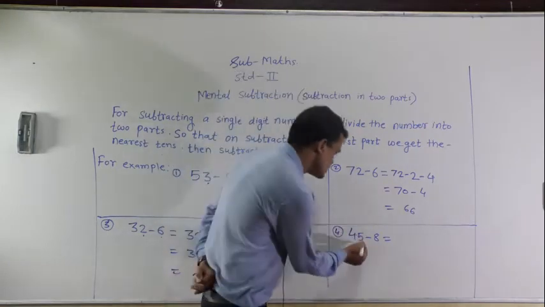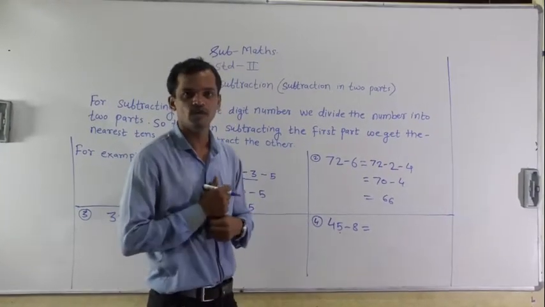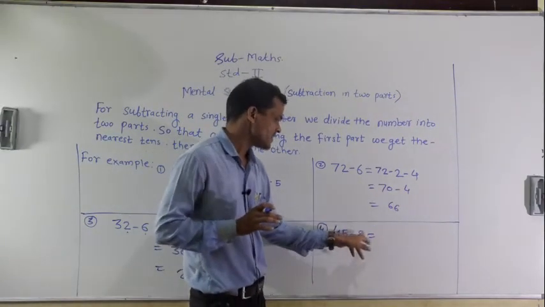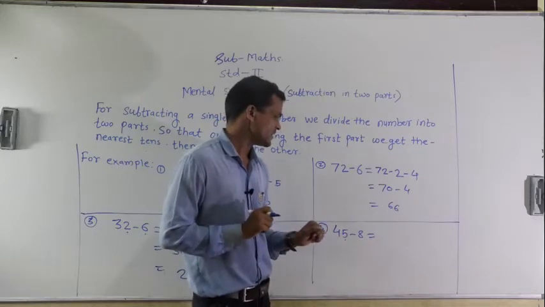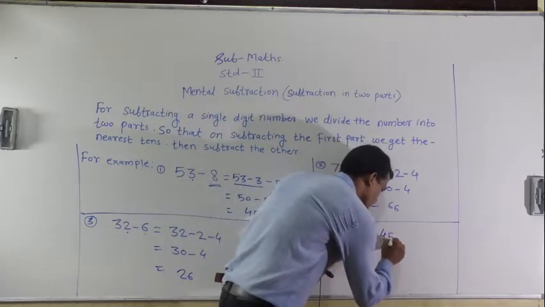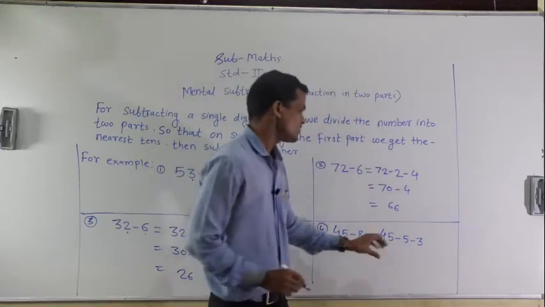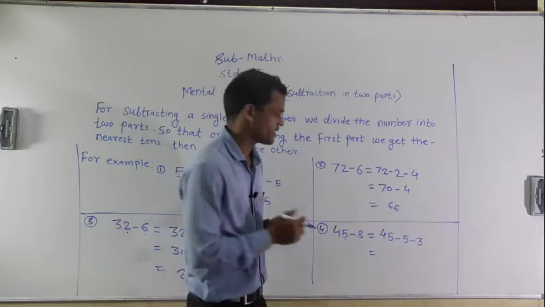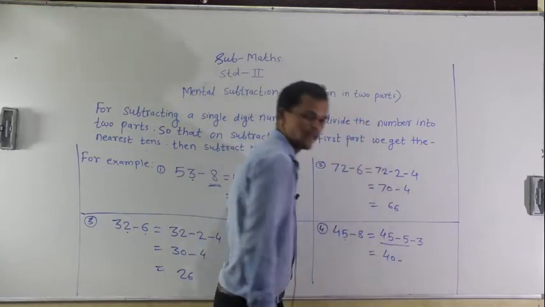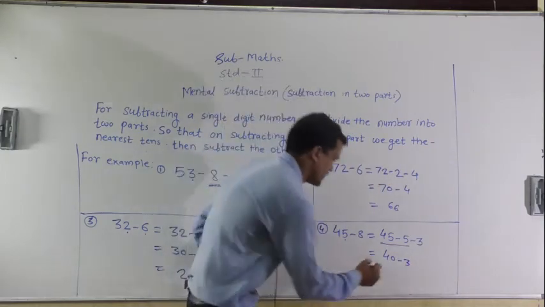45 minus 8, okay? So just see the one place digit, that is 5. If we subtract 5 from 45, we will get the whole tens, that is 40. So divide this 8 into two parts, that is 5 plus 3, okay? So write like this, 45 minus 5 minus 3. Now subtract the first part, 45 minus 5 is 40, and then subtract the next part, that is 3. Now 40 minus 3 is 37, okay?